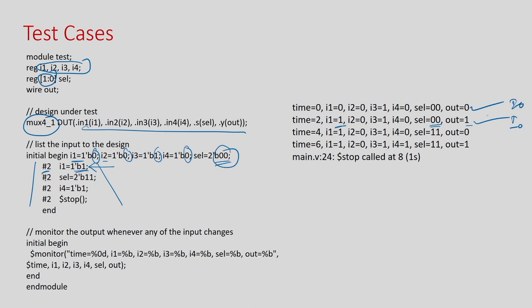And then after 2 units of time, I make the select line 1, 1. Then it should select I4, right, and I4 is 0, so that is why my output is 0. And then I make a modification, I1 equal to 1, okay. Since my select line is still 1, 1, my output is 1. Right, I4 is coming at the output. This way I just check a few values. You can create more test cases to check whether your output is actually correct for all possible cases or not.